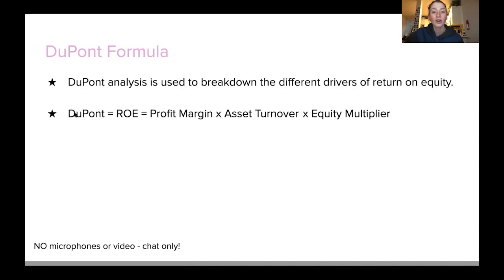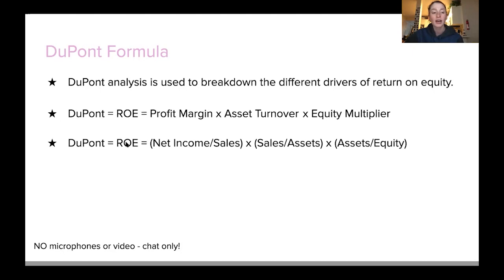So your overall equation for DuPont also equals your return on equity. And this equals your profit margin times asset turnover times equity multiplier. Broken down a little bit more, return on equity equals your net income divided by sales, which is your profit margin, your sales divided by assets, which is your asset turnover, and then assets divided by equity, which is your equity multiplier. So this bottom equation is what you will be studying for DuPont.